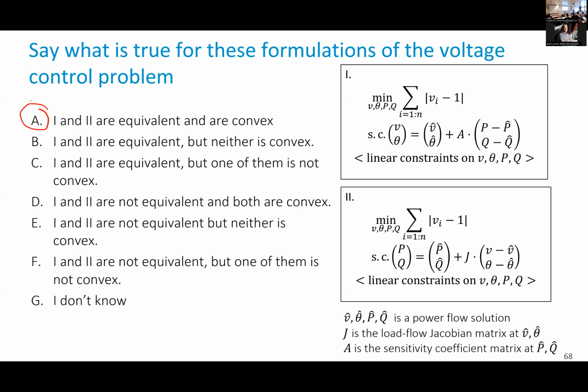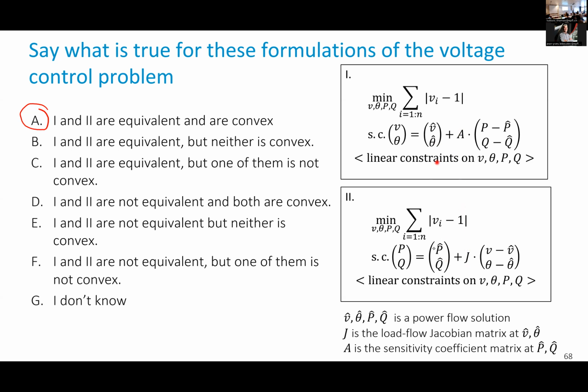The answer is A. So first about convexity, well, we have the absolute value, which is a convex function, and even more than that, by adding supplementary variables, we can transform that into a linear problem. So that's no big deal. Now, those are the linearized grid equations, and the difference is that they are linearized in a different way. But this is the same as that, because this is V minus V theta equals A times P minus P theta, and A is J inverse, or J is A inverse. So this equation is the same as that, modulo numerical errors. When we compute A, which is J inverse, there might be small differences. But if we ignore the numerical inaccuracies due to the inversion, they are the same.